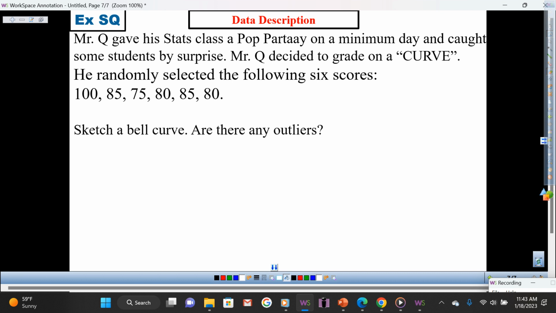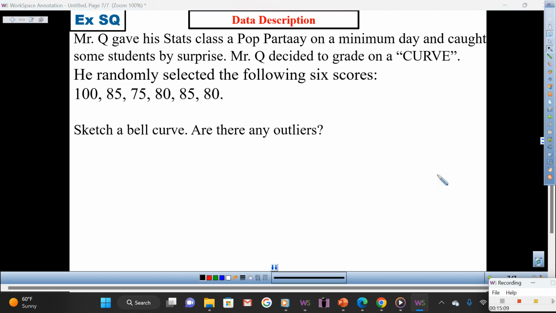Using the standard deviation and using the scores that are within the average range. He randomly selected the following 6 scores: 100, 85, 75, 80, 85, and 80. Copy those scores, please. Sketch a bell curve and check for outliers, please. I'll give you some time for that. And go.